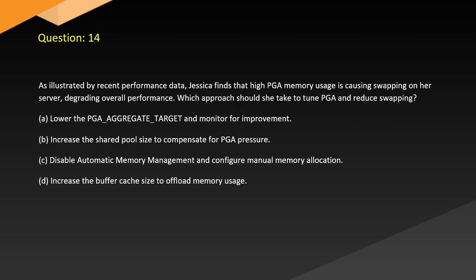Question 14. As illustrated by recent performance data, Jessica finds that high PGA memory usage is causing swapping on her server, degrading overall performance. Which approach should she take to tune PGA and reduce swapping? A. Lower the PGA aggregate target and monitor for improvement. B. Increase the shared pool size to compensate for PGA pressure. C. Disable automatic memory management and configure manual memory allocation. D. Increase the buffer cache size to offload memory usage.